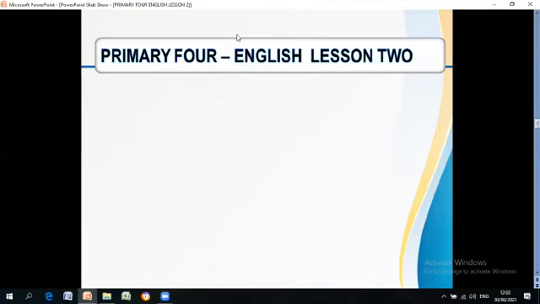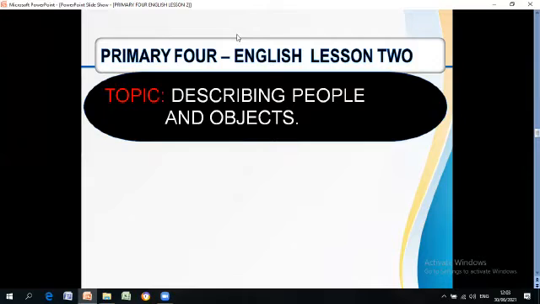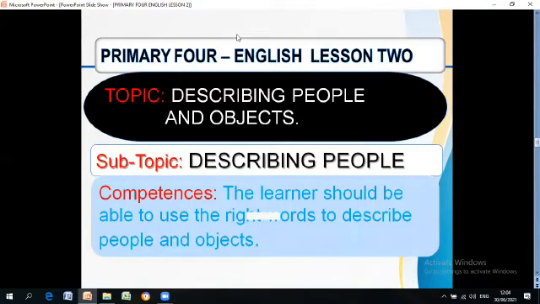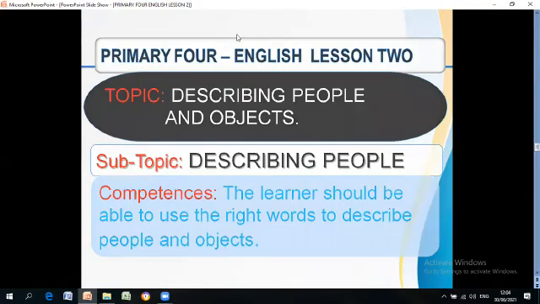Primary 4 English is the lesson which is going on, and we are still on the topic describing people and objects. The subtopic there reads describing people. You should expect the learner listening to me or watching this lesson to use the appropriate words to describe people and objects. And those words which we use to describe people and objects, earlier on I said they are called adjectives.